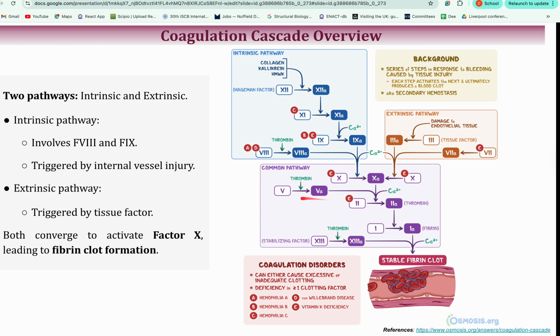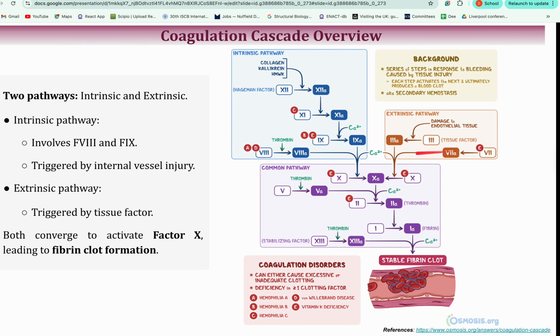Factor 10A, along with factor 5A and calcium, leads to conversion of factor 2 to factor 2A. Then 2A is responsible for converting factor 1 to factor 1A, which is fibrin. Along with calcium and factor 8A, this generates the stable fibrin clot. And this is the extrinsic pathway, in which if there is damage to endothelial tissues, then factor 3 is converted to factor 3A and factor 7 is converted to factor 7A, and they also activate factor 10.